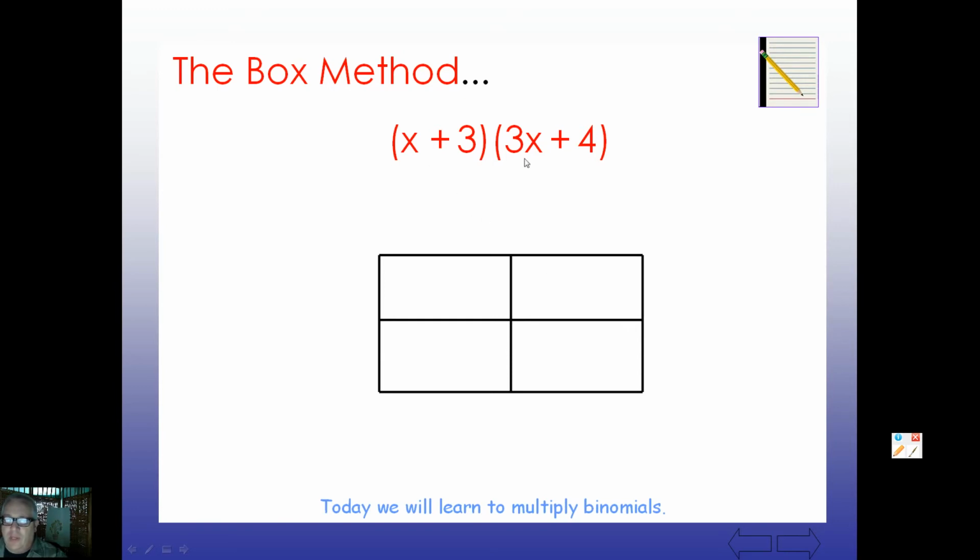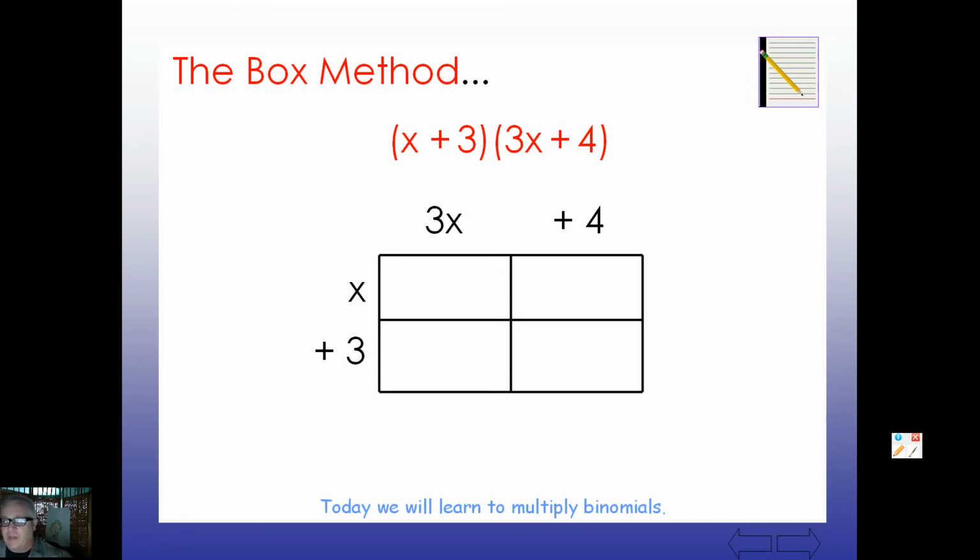So here's what we do. We get a 2 by 2 at x plus 3 times 3x plus 4, and we're literally going to draw on your paper, on your whiteboard, a 2 by 2 box. Now, we'll take the left-hand side here and write it down the left side of the box. And we're going to take what's left, the 3x plus 4, and put it at the top. 3x plus 4. And now think back to when you were younger and you did multiplication tables.